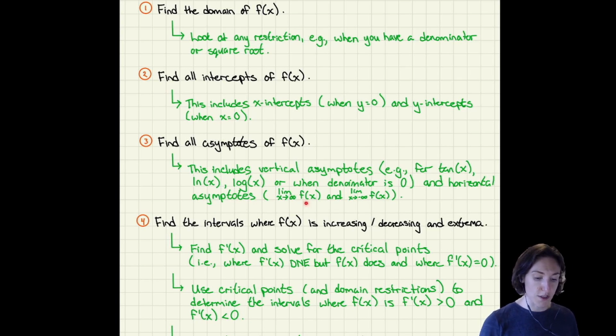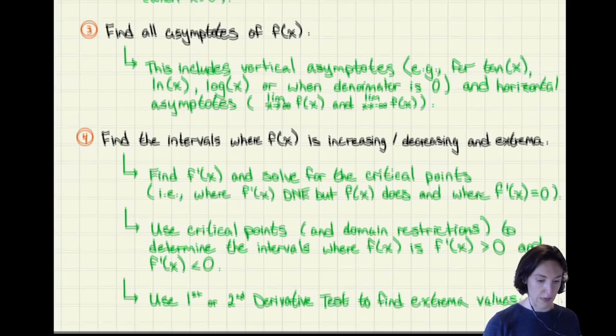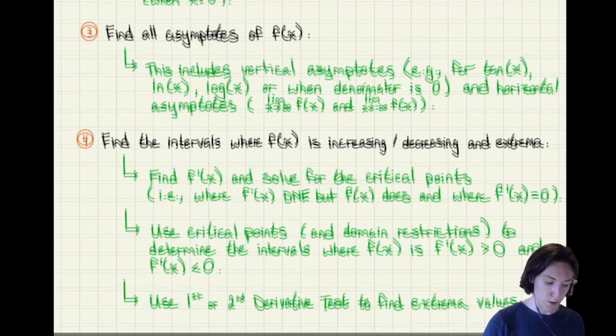And also horizontal asymptotes. And remember, horizontal asymptotes are just when you look at the function and you see the long-term behavior. So what happens as x gets really, really big? What happens if x gets really, really small? And by small, I mean negative infinity. So very negative, I suppose.